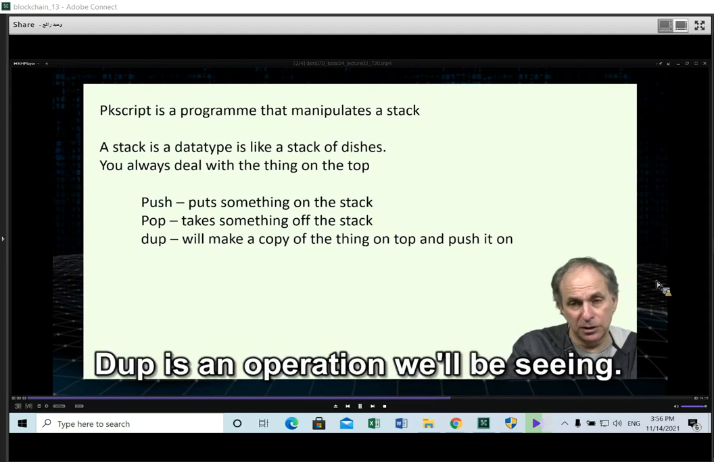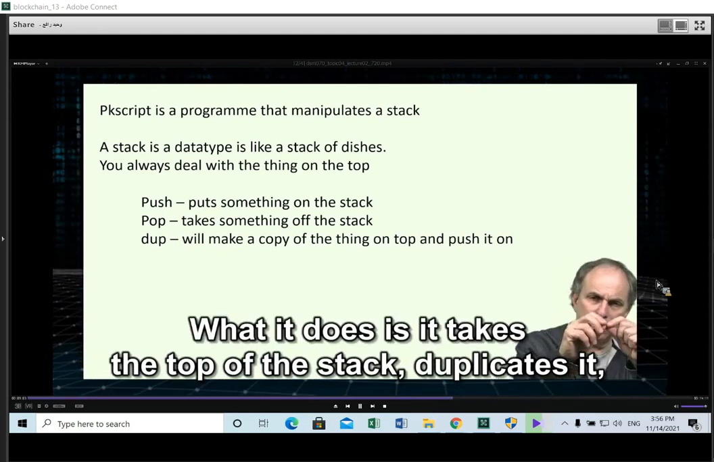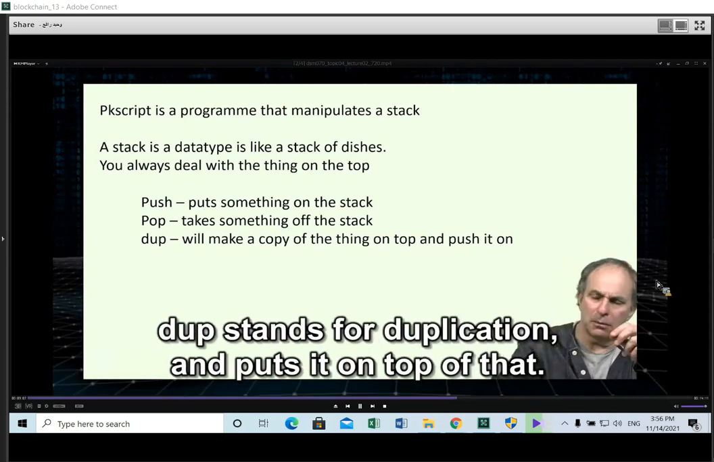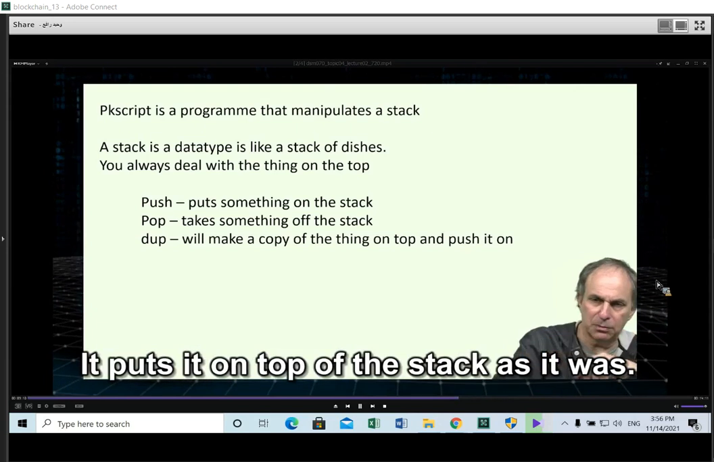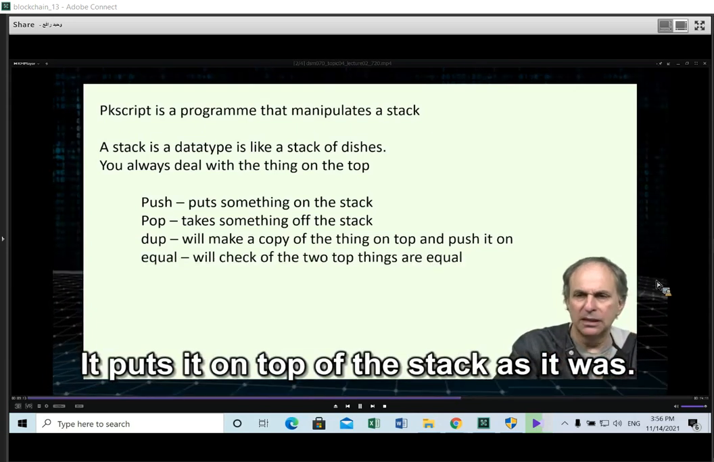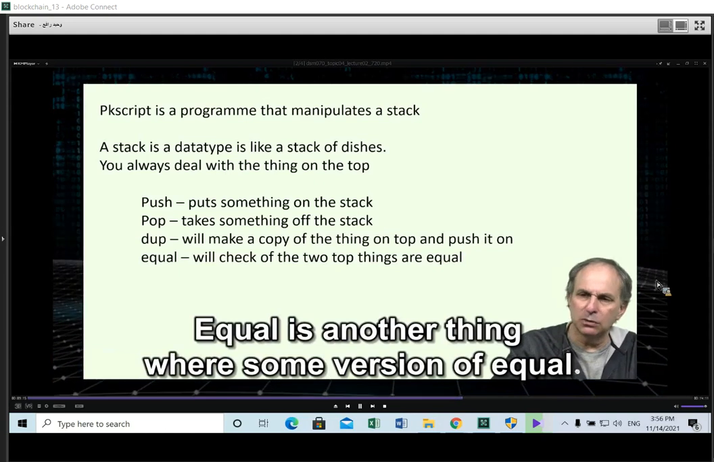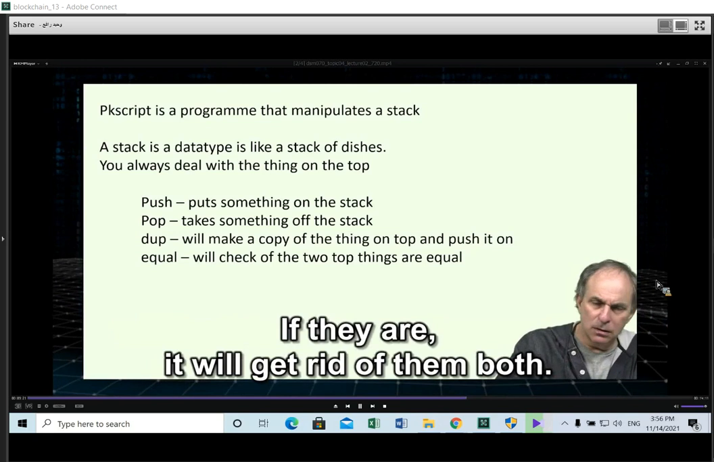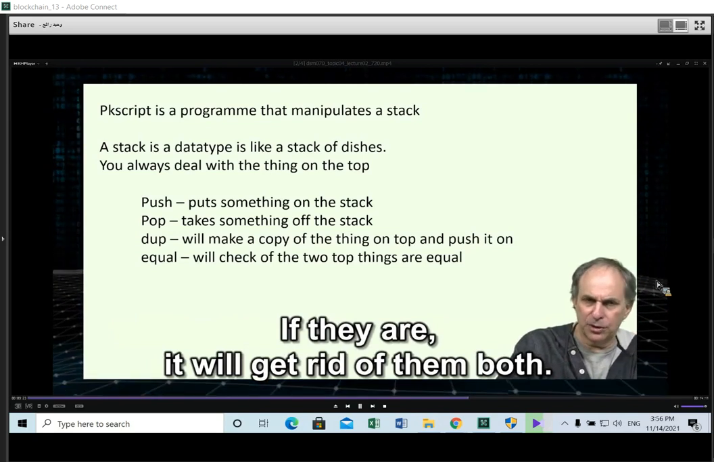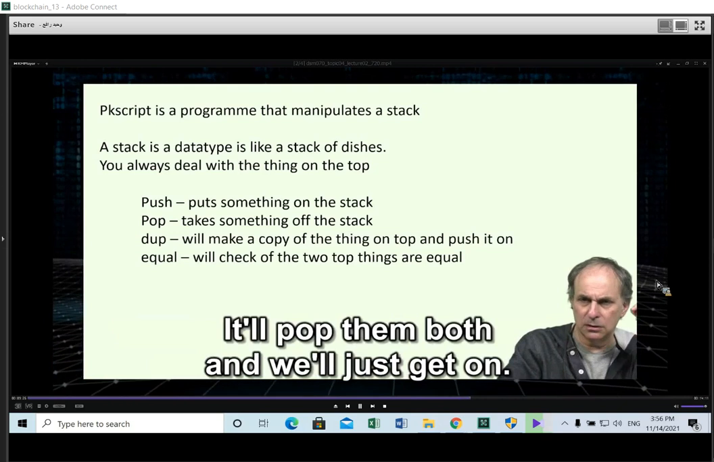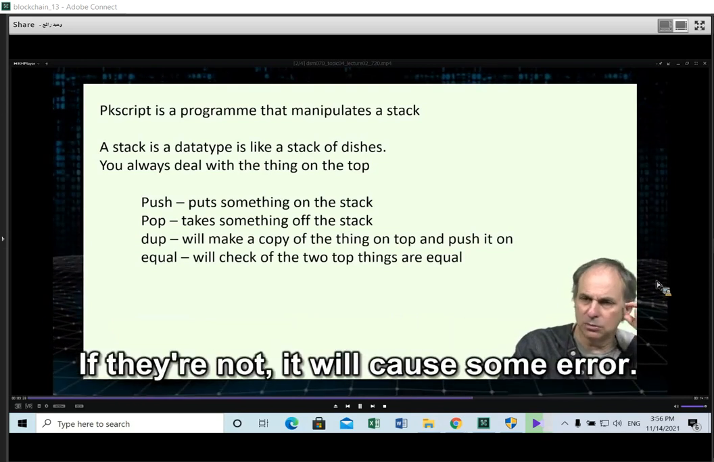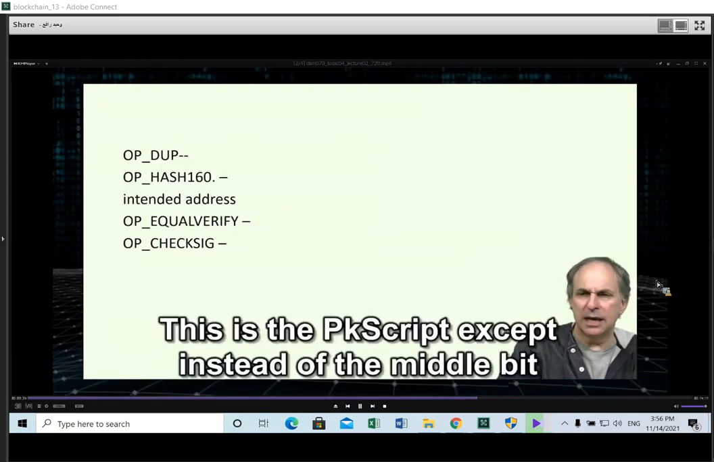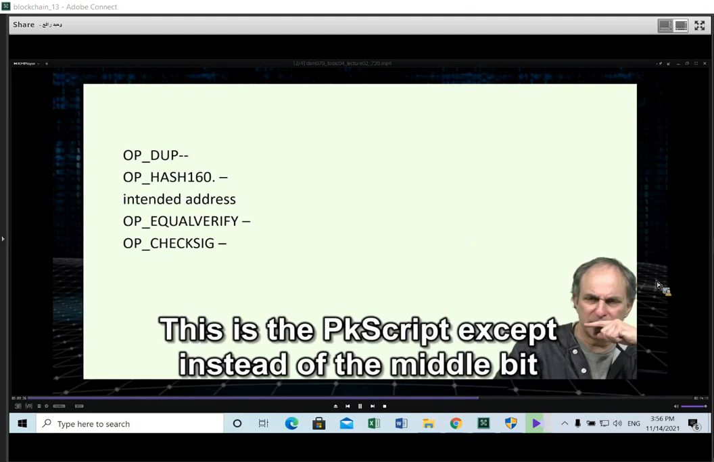Now, this is the PK script, except instead of the middle bit, I'm telling you what it is. If you look at the PK script on the output I showed you, it's just a big string. But what that string is, is the address that Alice is meaning to send this to. Okay, it can be different from that, but that's what it generally is. Okay, so the stack just starts as the SIG script.